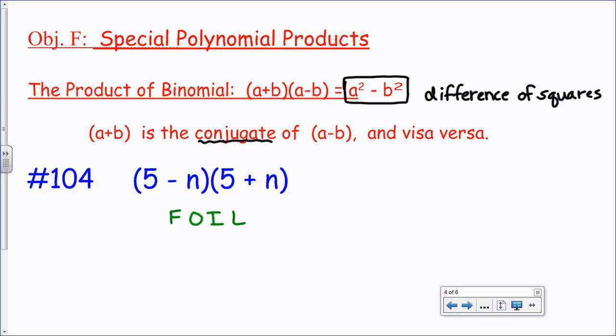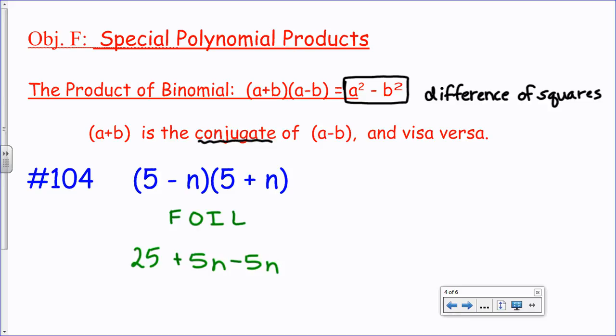All right, let's talk about FOIL. Let's refresh now. What does the F stand for? First. So multiply the first two numbers of each parenthesis. So that's 25, 5 times 5. What does the O stand for? Outer. So your two outer or outside numbers. So 5 times n is 5n. And then I is inner. So the two inner numbers. Negative n times 5 is negative 5n.